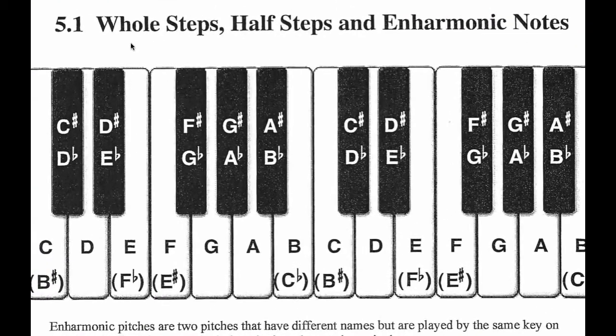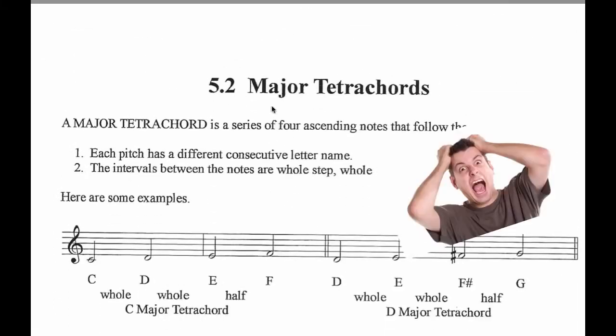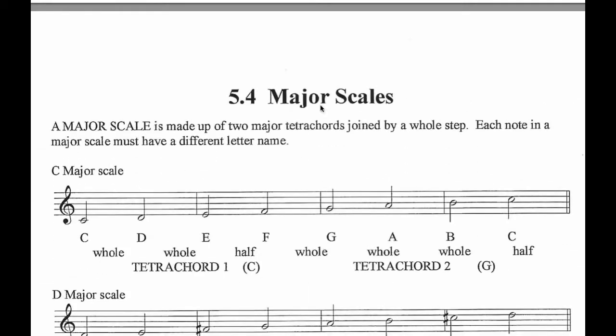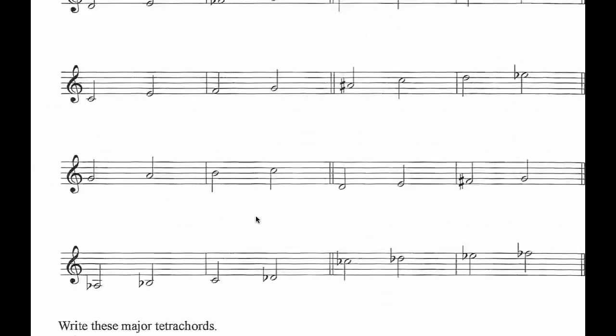So we're going to be talking about whole steps, half steps, and enharmonic notes, which at this level is review for you. And a new topic is major tetrachords and how to compose major scales using tetrachords. That's what quiz 5 entails.